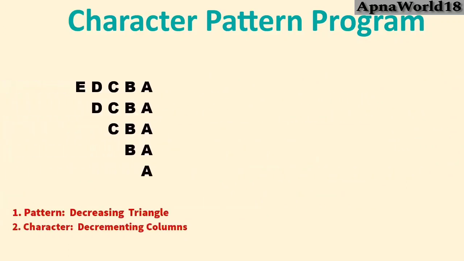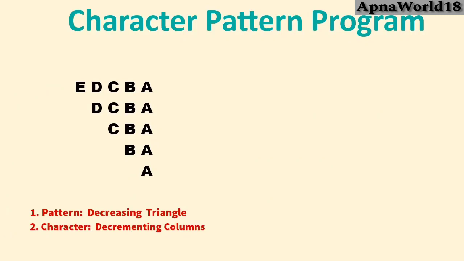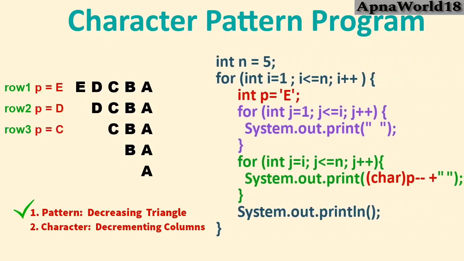But how to handle when the start value is different? Means every time you need to initialize P with a different character. It should be E in the first row, D in the second row, then C, then B, and then A. The print statement will still remain the same, P minus minus. How do I give it varying values?